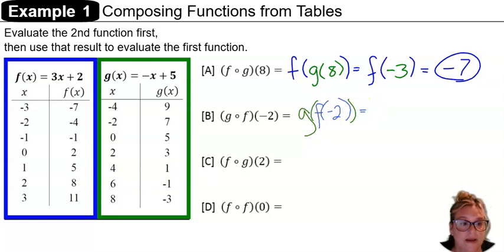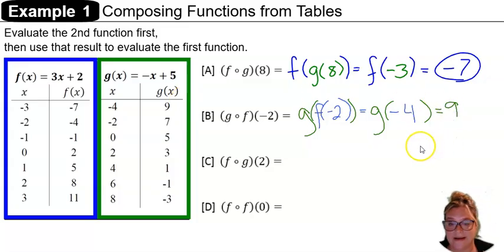So we're going to evaluate f of negative 2. We look for negative 2 in the x column of the function f. There's negative 2. We slide across and the result is negative 4. We're going to use that now as the x for the function g. So we come over to the function g's table, find negative 4 for the x, slide across, and there's the output, the 9. So that answer is 9.